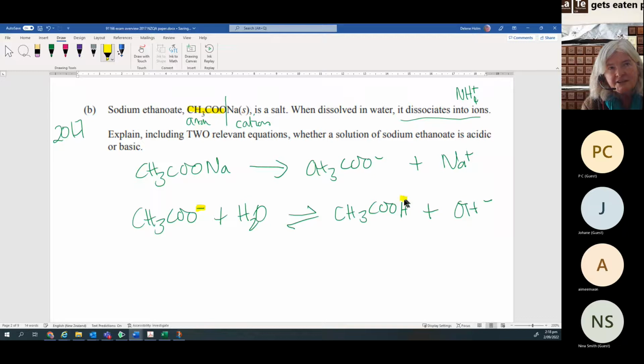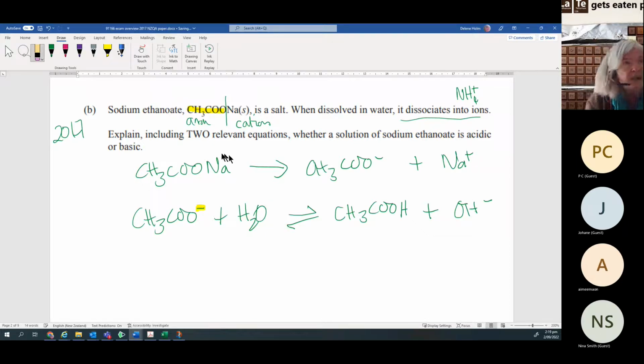And if I had left the negative charge there and then written another negative charge, I would have had two negative charges here. So I knew immediately that something was going to be wrong. And it was because I didn't put in my H. Okay, so now I've got one negative charge in total on this side, one negative charge in total on that side. My atoms do balance, 2 carbons on each side, 5 hydrogens on each side, and 3 oxygens on each side.